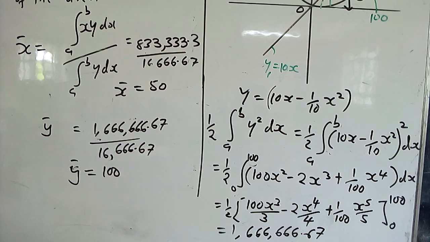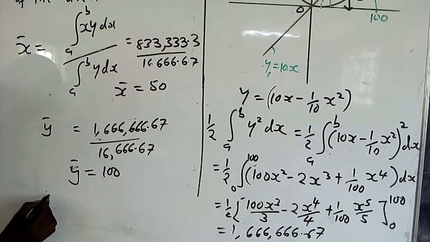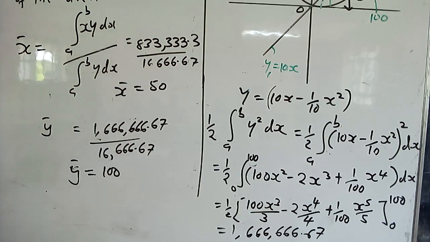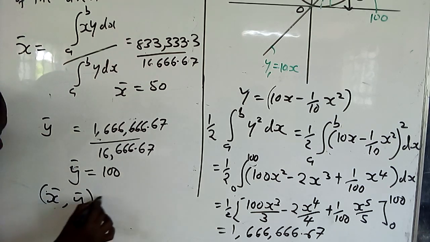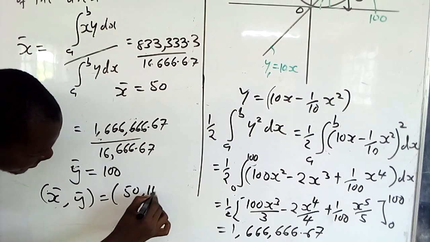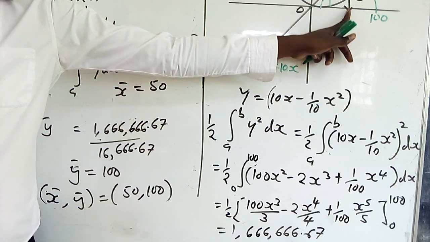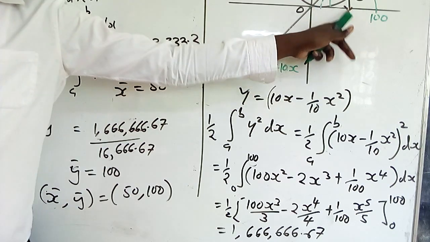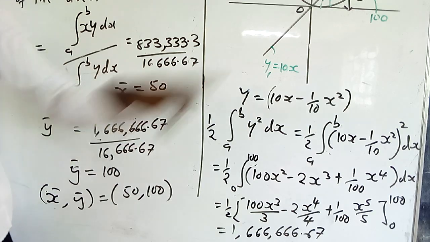So, look here. That is the coordinate of the centroid. The x coordinate of the centroid is 50, and y is 100. So you can see the coordinate of the centroid, x bar, y bar, is 50, 100. And you can see the x value is between here. Between 0 and 100 is around 50, isn't it? It is not necessarily the midpoint because these are curves.